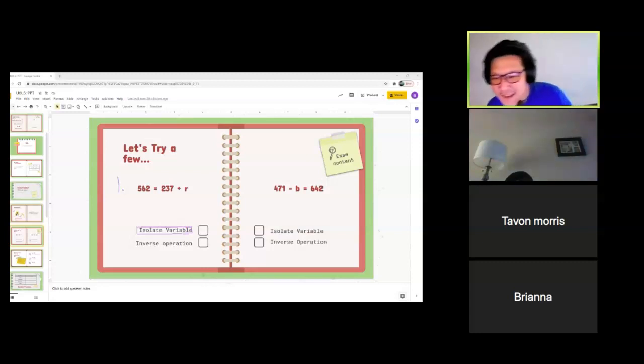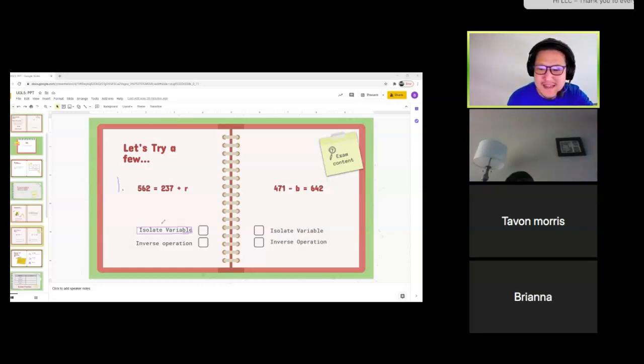I see some students are getting ahead of me by actually solving. I'm just asking for what variable are we isolating? Awesome. So we are isolating the R. Great job. So when we isolate the variable, we know that we have to keep it by itself. So let's keep that in mind here.